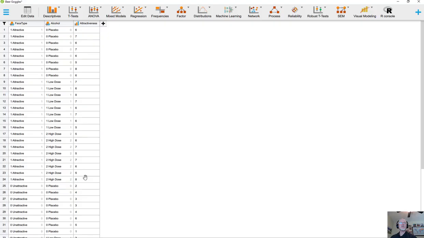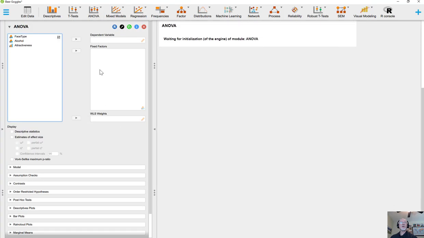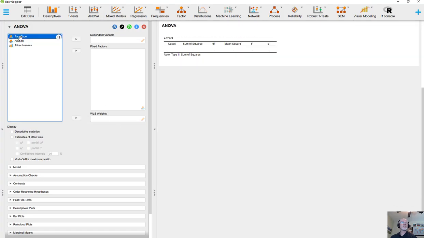We have attractiveness as our continuous variable. It is denoted as a scaled variable, which fits with continuous. Click on ANOVA, classical ANOVA. We have 2 independent variables. Those are face type, which is going to be factor A, and alcohol, which is going to be factor B. Plug both of those in and plug in attractiveness.